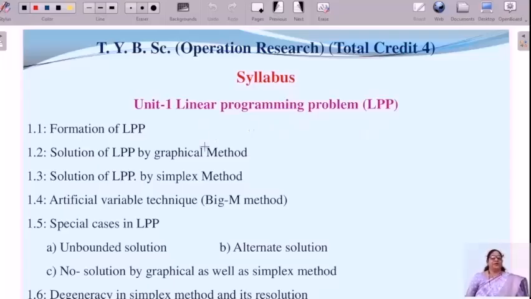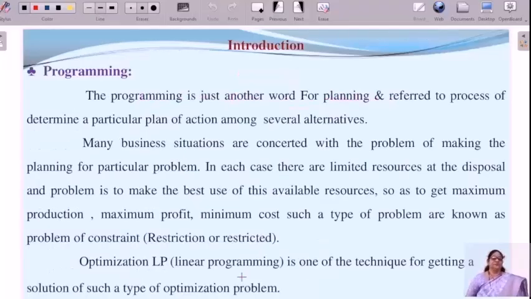First point, formation of LPP, solution of LPP by graphical method, solution of LPP by simplex method, artificial variable technique, that is Big M method. Sometimes it is called Charnes' M technique. Then special cases in LPP, that is unbounded solution, alternate solution, no solution by graphical as well as simplex method, and the last one is degeneracy in simplex method and its resolution. These topics we will learn in the linear programming problem.